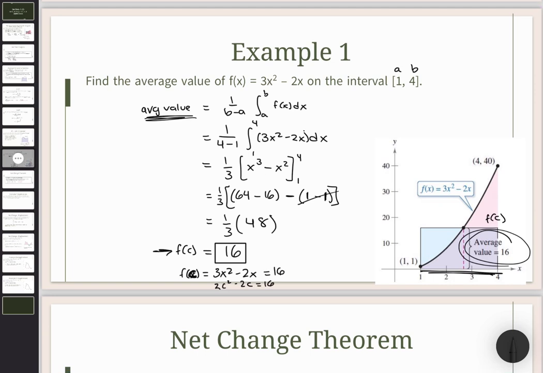But if you know your average value is f of c, then you can set that average value equal to your original function and solve for that c value, okay? So you will have some problems on a worksheet that's going to ask you for that. Use this tactic right here.